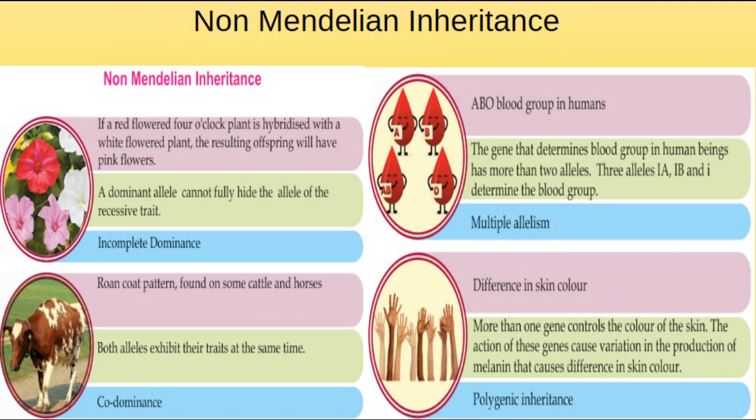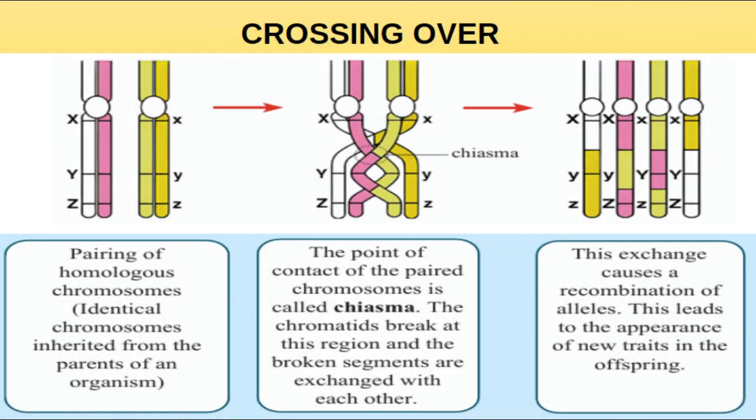Non-Mendelian inheritance: incomplete dominance, codominance, multiple allelism, polygenic inheritance. Genetic processes responsible for variation: crossing over and mutation.